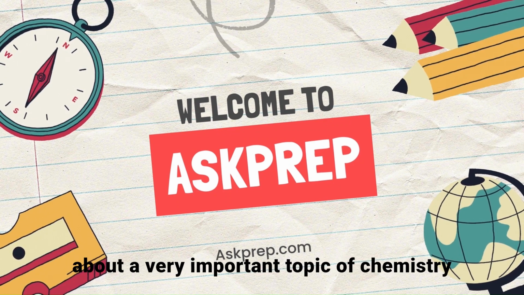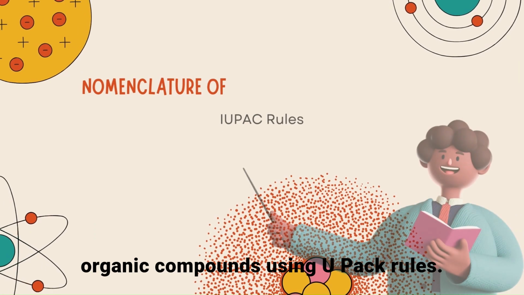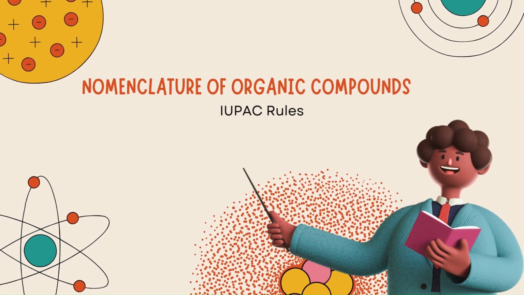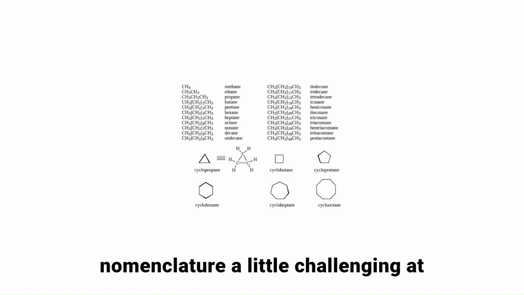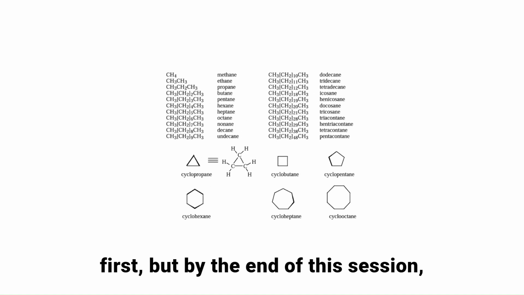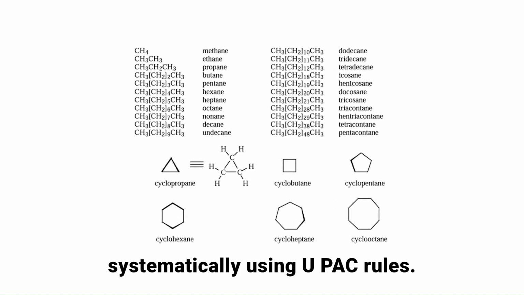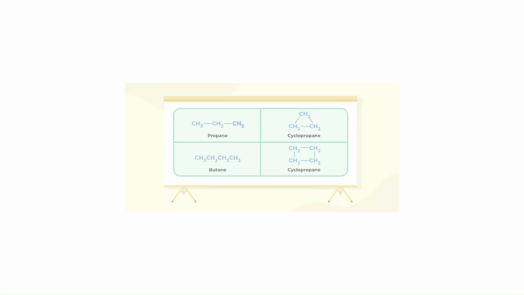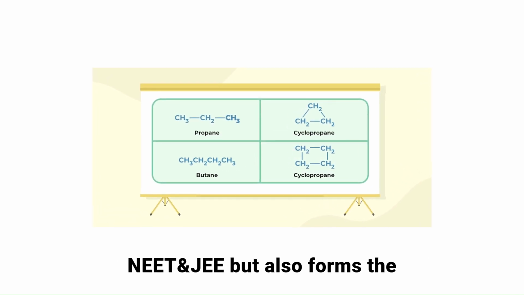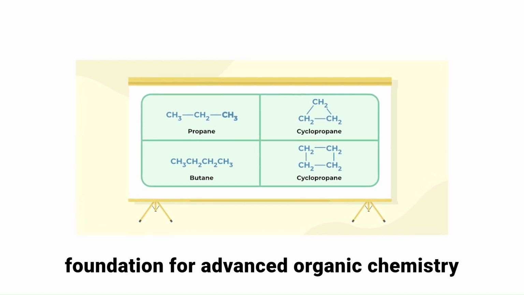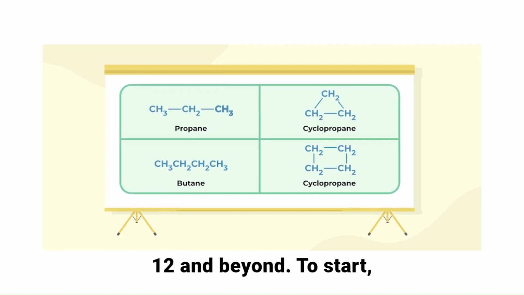Today we will study a very important topic of chemistry, which is nomenclature of organic compounds using IUPAC rules. If you are in class 11 and just starting with organic chemistry, you might find nomenclature a little challenging at first, but by the end of this session, you'll have a clear understanding of how to name organic compounds systematically using IUPAC rules. Understanding nomenclature is not just important for scoring well in exams like NEET and JEE, but also forms the foundation for advanced organic chemistry concepts that you'll encounter in class 12 and beyond.